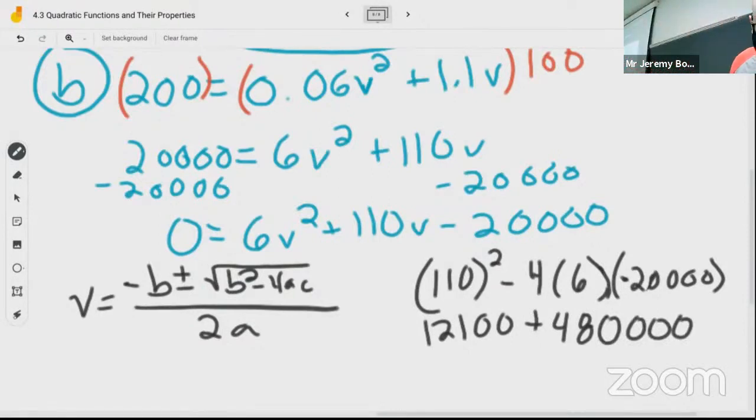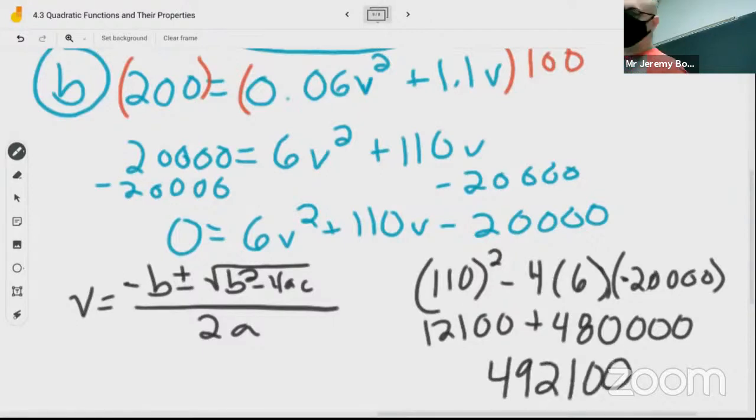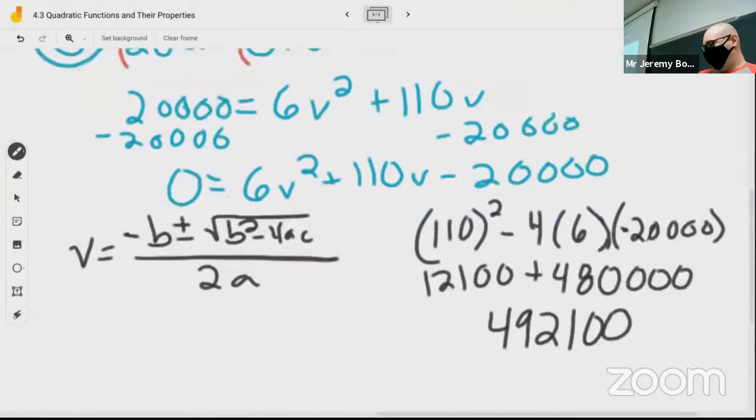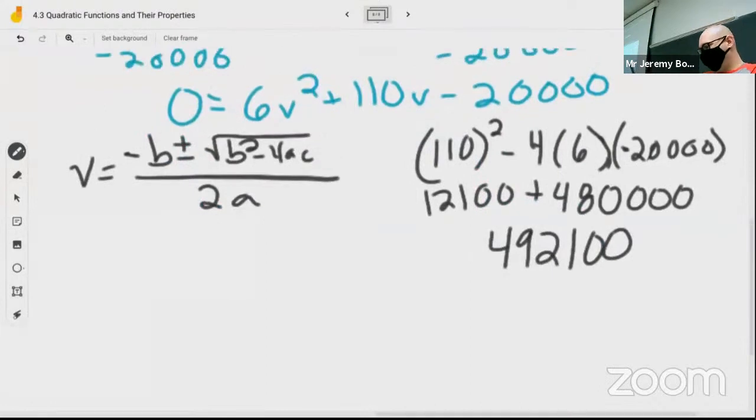Any questions so far? No. So let's add those up, and we get 492,100. So it looks like we will have two solutions to this, which is odd. How will we get two speeds? Let's continue and see what happens. So we know we've got to keep going.